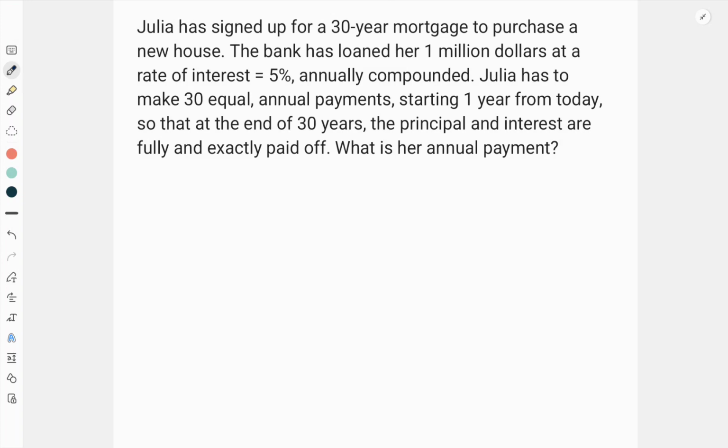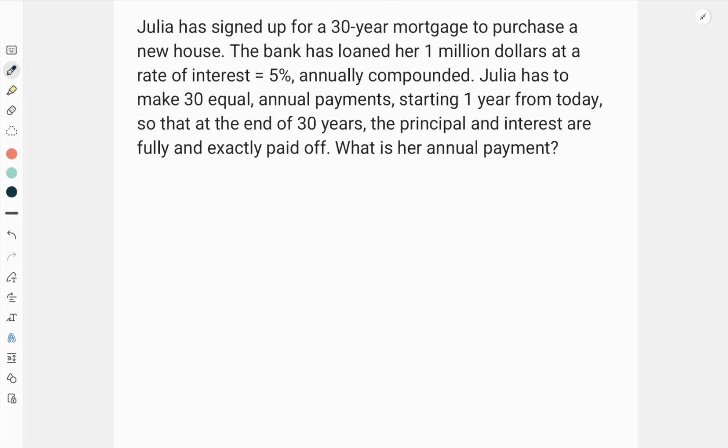And she has to make these payments starting 1 year from today, which is also fairly common. The mortgage payments are usually monthly, but I'm taking yearly so that we simplify the numbers sufficiently, but also not so small that the calculation becomes trivial. So that's why we have a 30-year loan tenure, annually compounded interest, and annual payments, but we are not going to the monthly level. It might just be too complex for a video of this duration.